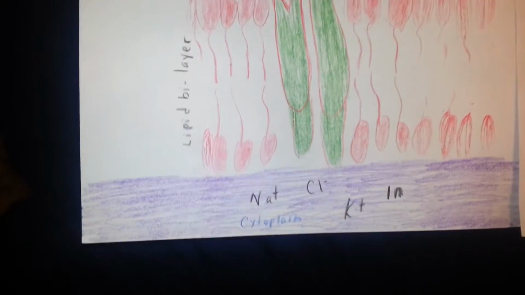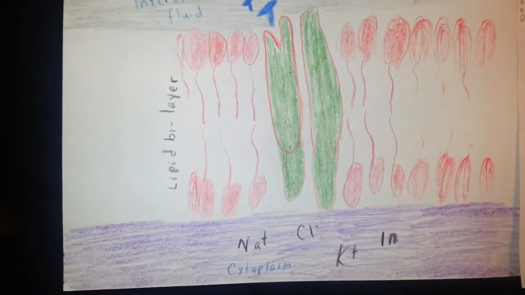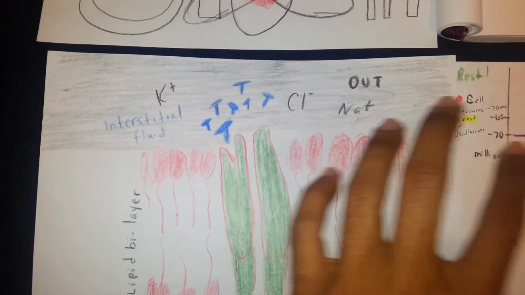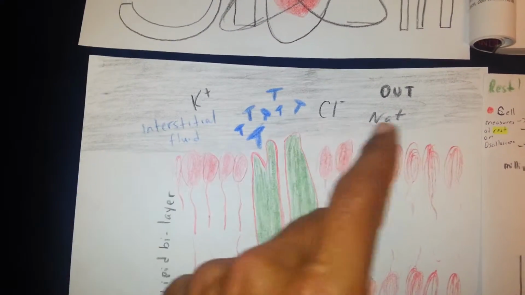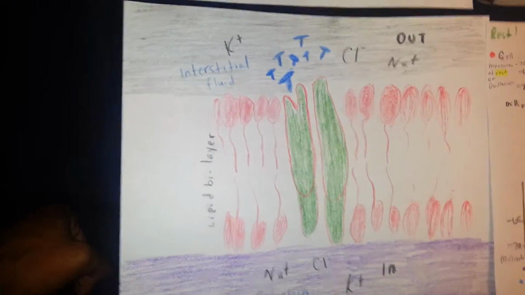So the interstitial fluid is on the outside of the cell, and the cytoplasm is on the inside of the cell, separated by the lipid bilayer, which is semi-permeable. Once again, this is the lipid bilayer right here. The receptors, neurotransmitters, potassium and sodium. So now we're going to move forward.